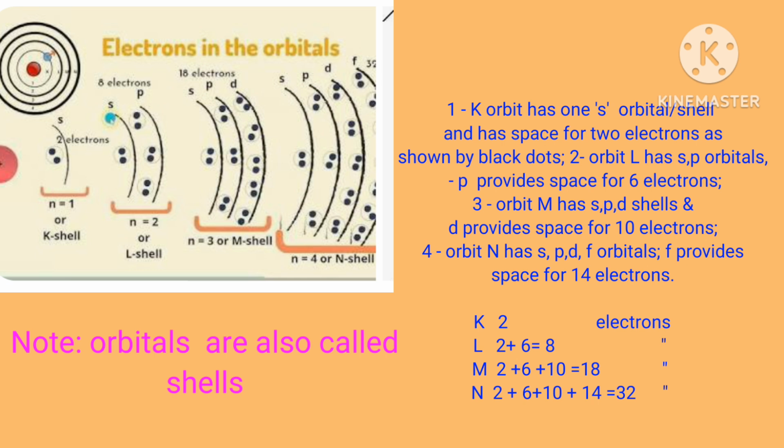Third orbit M has S, P, D shells and D provides space for 10 electrons. Fourth orbit N has S, P, D and F orbitals, and F provides space for 14 electrons. So we have to understand that K has space for 2 electrons, L orbit has space for 2 plus 6 is equal to 8 electrons, and M has space for 2 plus 6 plus 10 is equal to 18 electrons, and N has space for 2 plus 6 plus 10 plus 14 is equal to 32 electrons.